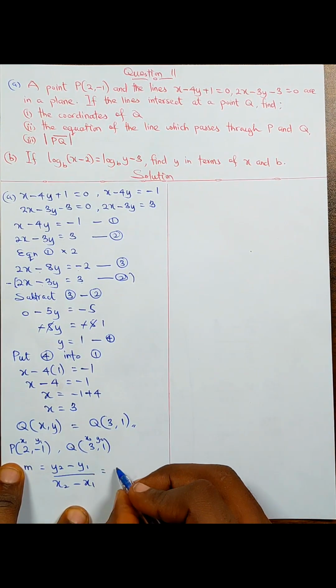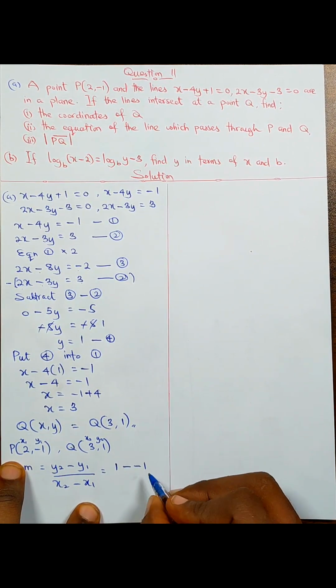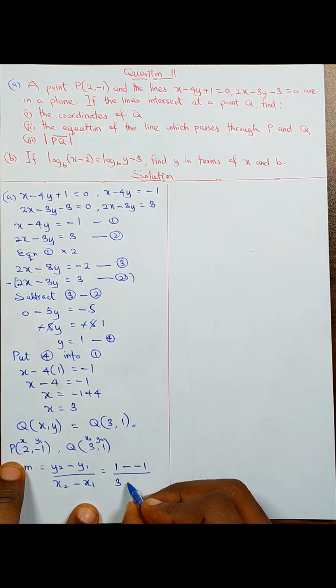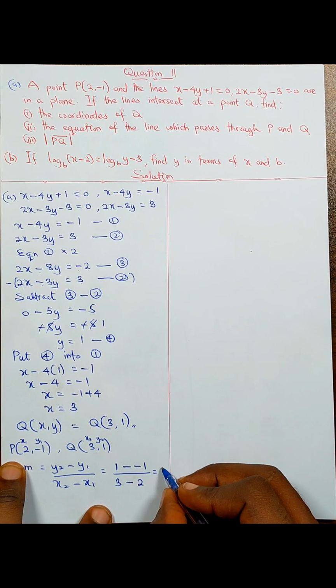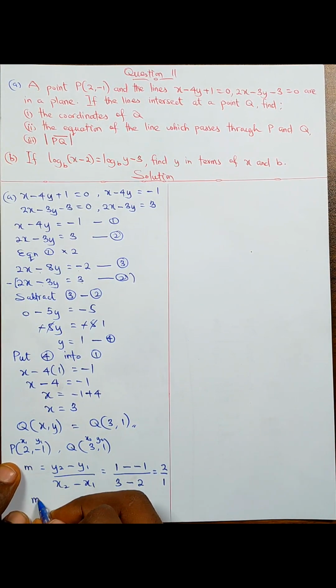So y2 is now 1 minus y1, which is -1. Then we have x2 is 3 minus x1, which is 2. So 1 plus 1 gives us 2, and 3 minus 2 gives us 1. So the gradient M is giving us 2.